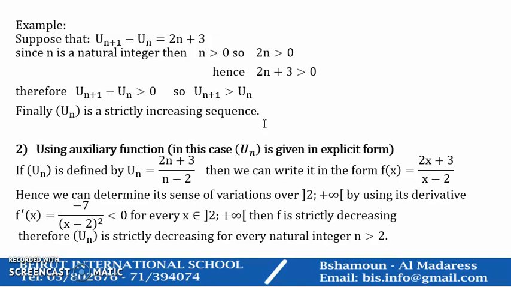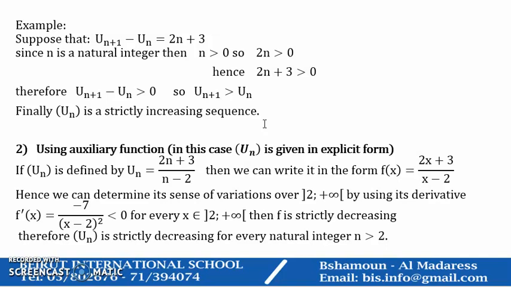Example: suppose that u(n+1) minus un equals 2n plus 3 after simplification. Since n is a natural number, then n is positive, so 2n plus 3 is also positive. Then u(n+1) minus un is strictly greater than 0, so u(n+1) is greater than un, and finally we can say that un is a strictly increasing sequence.